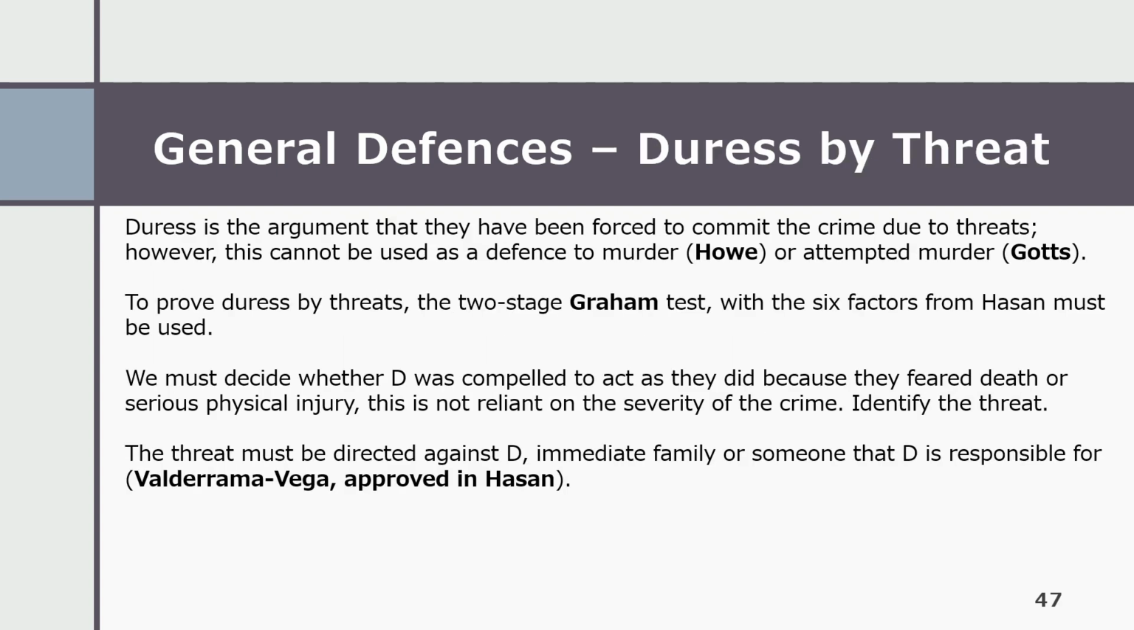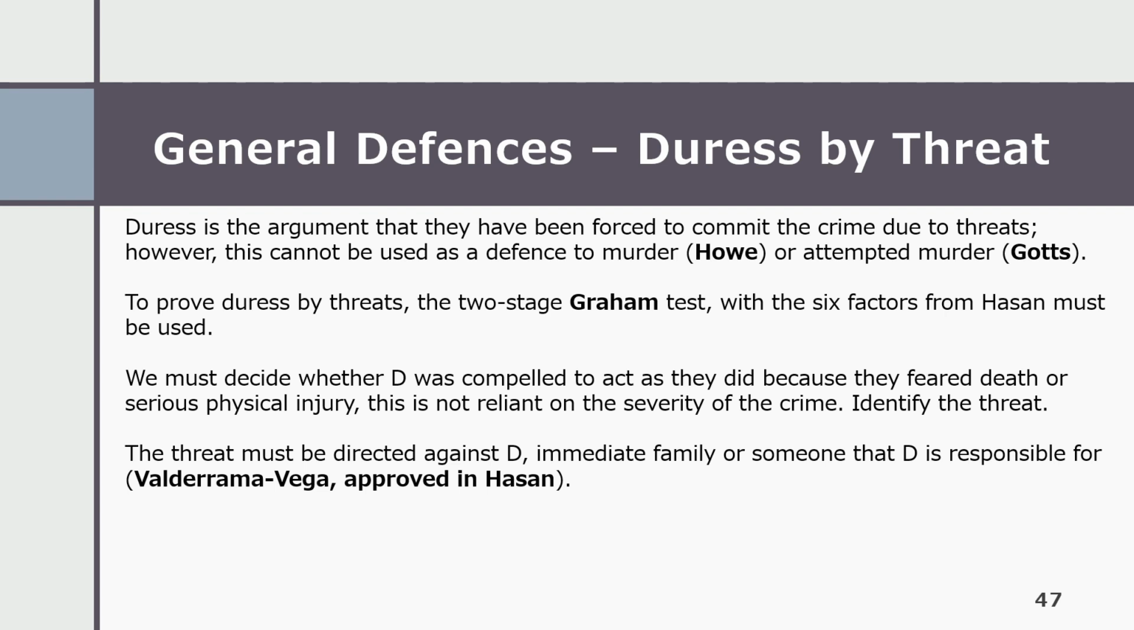So the next general defense is duress. Duress is the argument that they have been forced to commit the crime due to threats. However, this cannot be used as a defense to murder, Howe, or attempted murder, Gotts. To prove duress by threats, the two-stage Graham test with the 6 factors from Hasan must be used. We must decide whether D was compelled to act as they did because they feared death or serious physical injury, and this is not reliant on the severity of the crime.